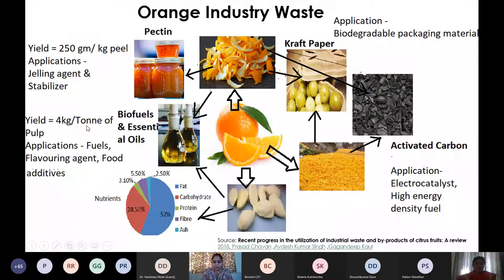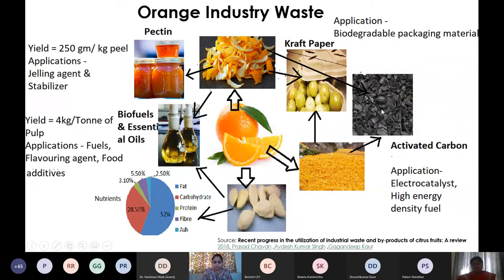The seed contains a lot of oil, and that oil can be used for biofuel production. Similarly, after the extraction of pectin and essential oil, the remaining rind can be converted into biochar.